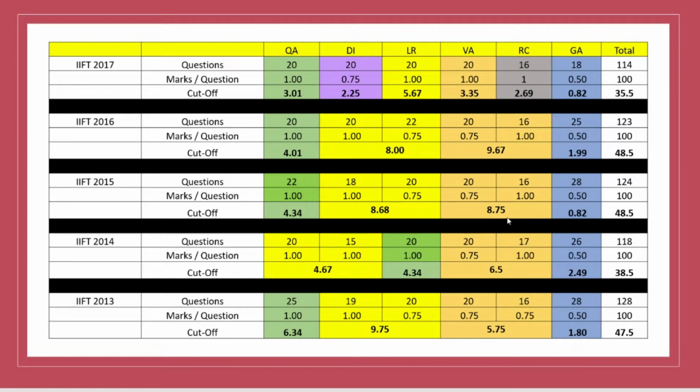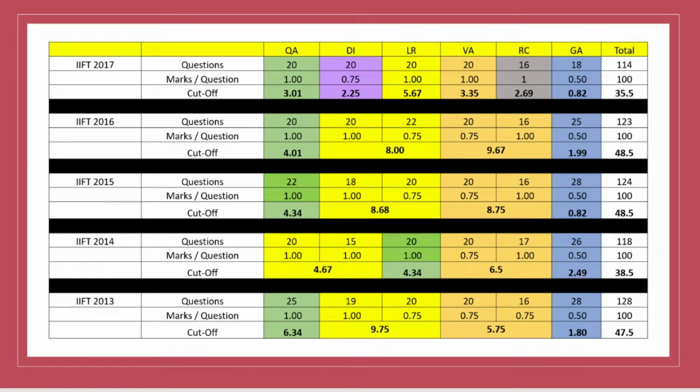But the small change that you see here is in 2014, QA and DI became one section and VARC remained as the other section. Whereas again in 2015, DI-LR was one section and VARC was another section. And 2016, DI-LR was a section and VARC was a section. And the thing is, in 2017, all 6 of them were different sections, which means you had to have a separate cutoff for each and every section, the 6 sections.